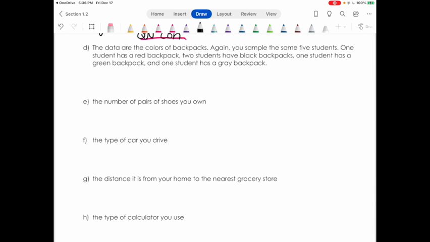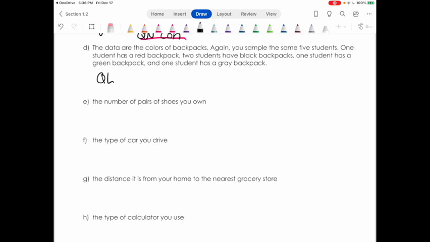Okay, part D, the data are the colors of the backpacks. Again, you want the same 5 students. One has a red backpack, 2 of the students have black, and 1 student has a green, and another student has a gray. Because colors create categories, anything that's red goes in this bucket, anything that's blue goes in this bucket. These are going to be categories, so this is going to be qualitative.